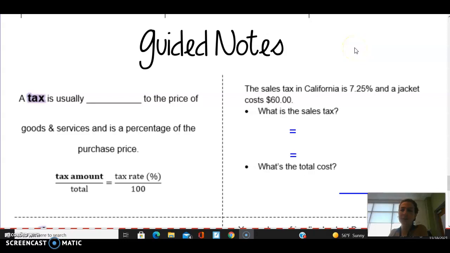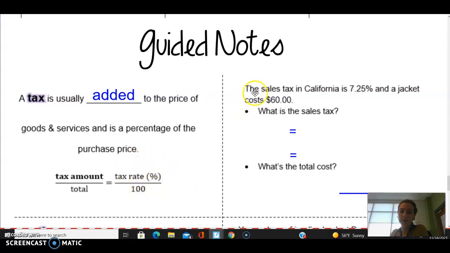In this video, we're going to complete some guided notes and then do some practice problems. So a tax is usually added to the price of goods or services, and it is a percentage of the purchase price. So we have our tax amount over total, and then our tax rate, which is a percentage out of 100.